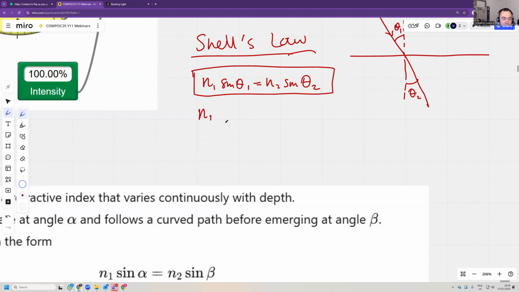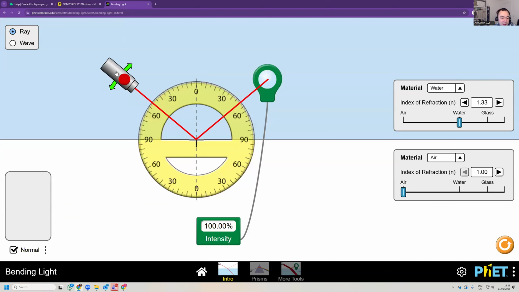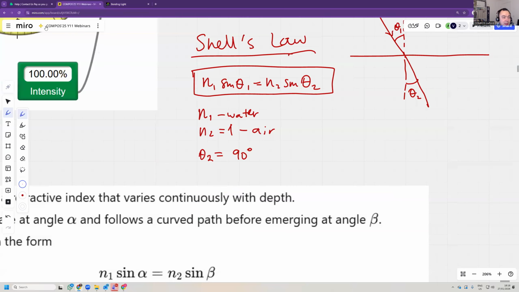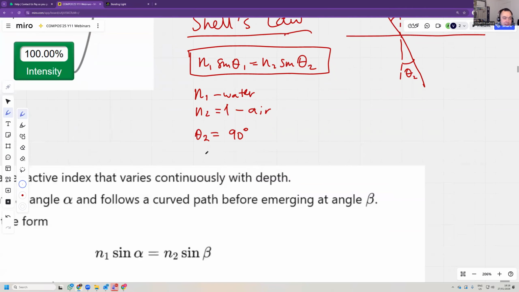And for water, suppose n1 is water and n2 is 1, that's air, because the refractive index of air is 1, we know that. And then theta 2 must be 90 degrees. So remember, I've shown you, when the angle of refraction becomes 90 degrees, theta 1 is the critical angle.